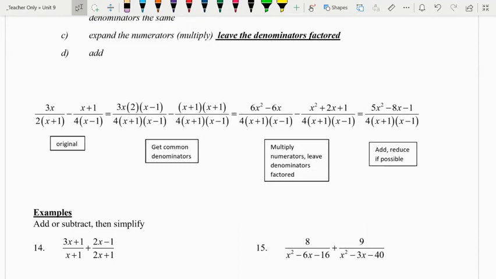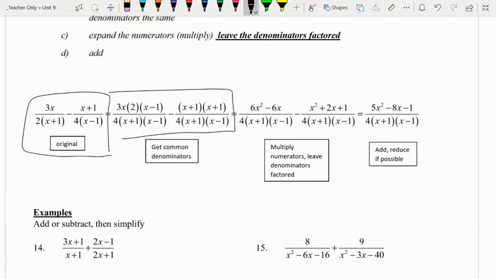So here's an example of it, and you can walk yourself through it if you wanted to. This is our original, okay? This is it expanded, so we got common denominator. Then they distributed or multiplied the numerators, but you keep the denominators, okay? And then you ended up with your final answer.